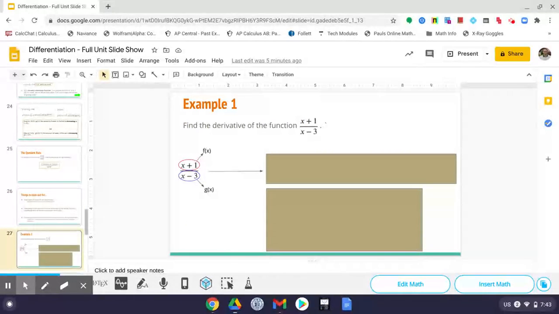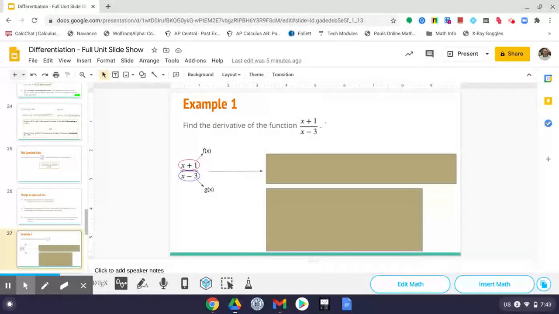So here's my first example. Find the derivative of the function x plus 1 divided by x minus 3. What I notice up front is that this fraction, or this function, cannot be simplified any further. There's nothing I can do to x plus 1 over x minus 3 to make it easier on myself to derive. You definitely have to use the quotient rule in order to derive this one.